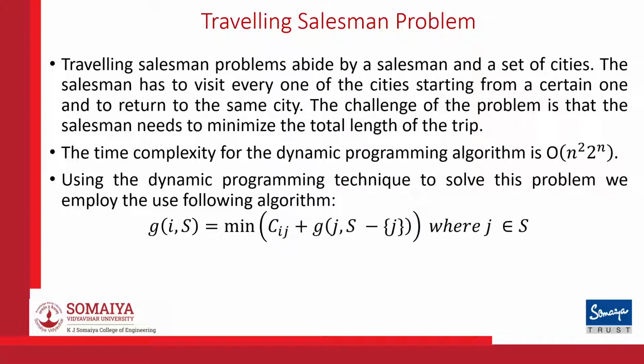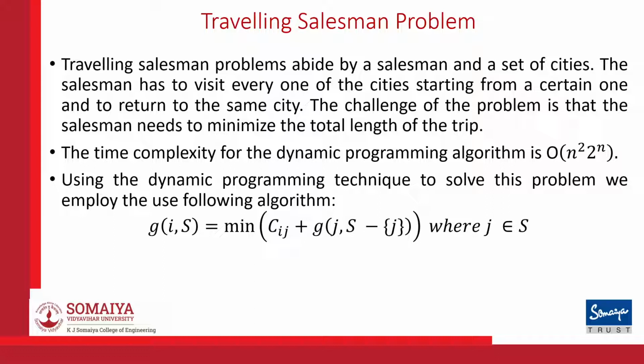So what is the traveling salesman problem? Traveling salesman problems abide by a salesman and a set of cities. The salesman has to visit every one of the cities starting from a certain one and return to the same city. The challenge of the problem is that the salesman needs to minimize the total length of the trip. There are many different algorithms to solve this problem. We'll be analyzing the dynamic programming algorithm.